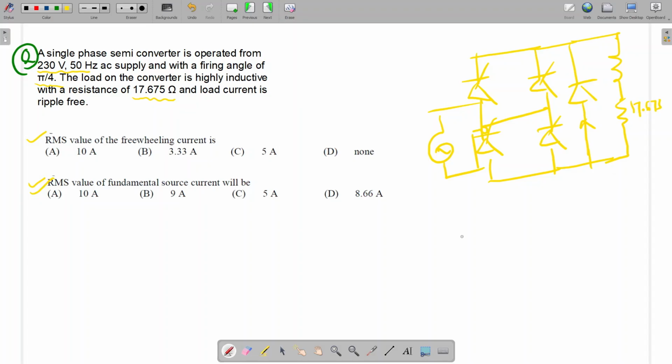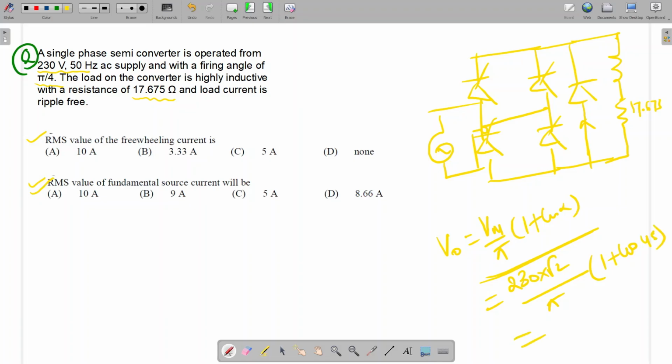So first we can calculate the average output voltage. The average output voltage will be Vm upon pi times 1 plus cos alpha. This is for the semi converter. Vm is already given as 230 root 2, so 230 into root 2 divided by pi times 1 plus cos 45. So how much will it be? Can anyone calculate? I'm also calculating. 230 into root 2 divided by pi into 1 plus cos 45 gives 176.74.